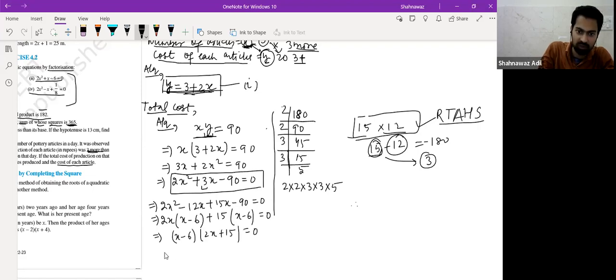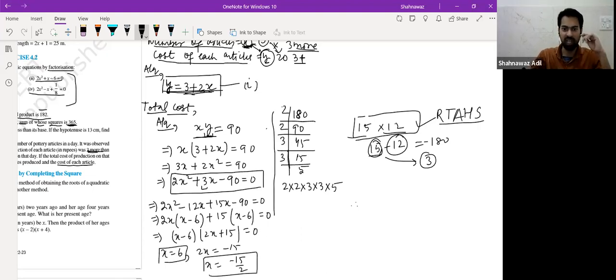So x is 6, and 2x is minus 15, so x is minus 7.5. Right. So what was x? x was the number of articles. Can the number of articles be negative? No. Can you have a negative number of bats? No. So we discard this, and we have 6 articles.